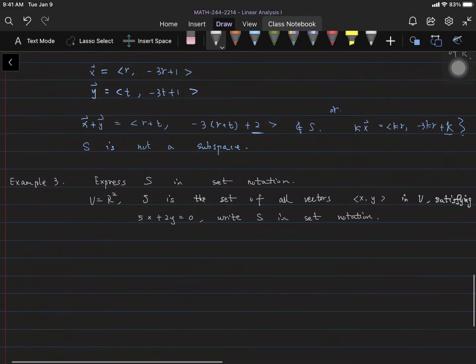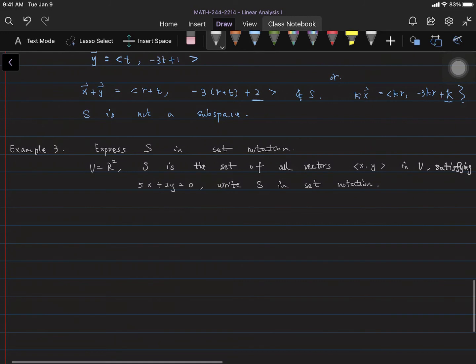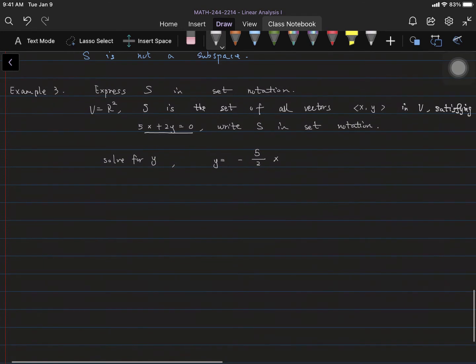Okay, let's see how to do this kind of thing. All the vectors satisfy this condition, right? That's the first component, second component. We can solve for y here. Y should equal negative 5 over 2 x, because we move 5x to the right side and divide by 2, right? So this is y.